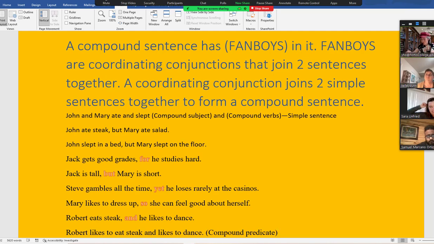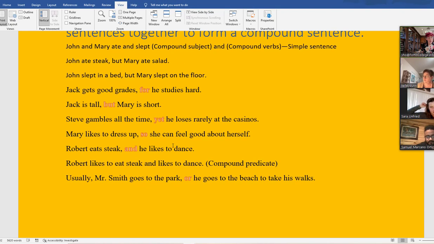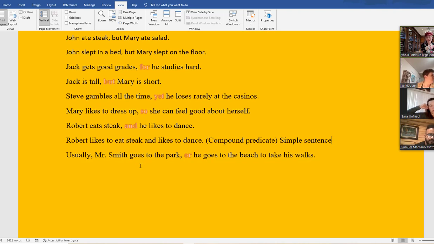I dropped my mouse. Isn't that annoying? So here you have a compound predicate. A predicate means it's everything that comes after the verb. So this is similar to a compound verb. So anything that comes after the verb is it. So this is a simple sentence. I simply changed it so that you understand that when you have a compound sentence, you have two independent clauses separated by FANBOYS. And this does not have any for, or, and, or. There are no FANBOYS and no commas in there. So that makes it a simple sentence. So does everybody get that?